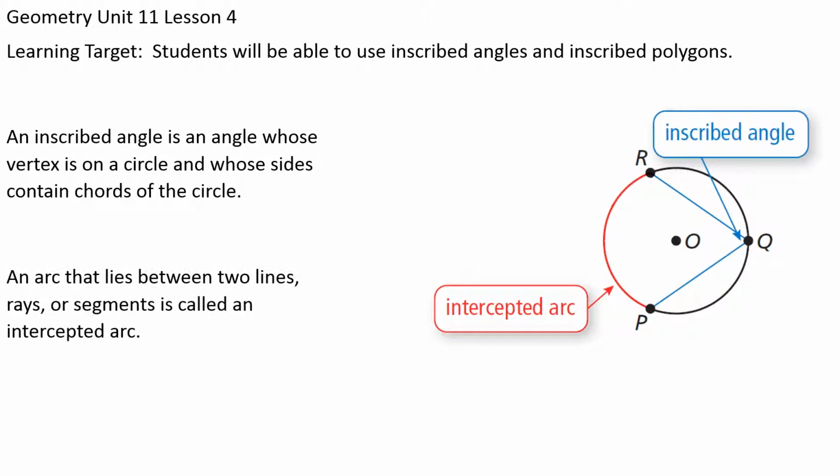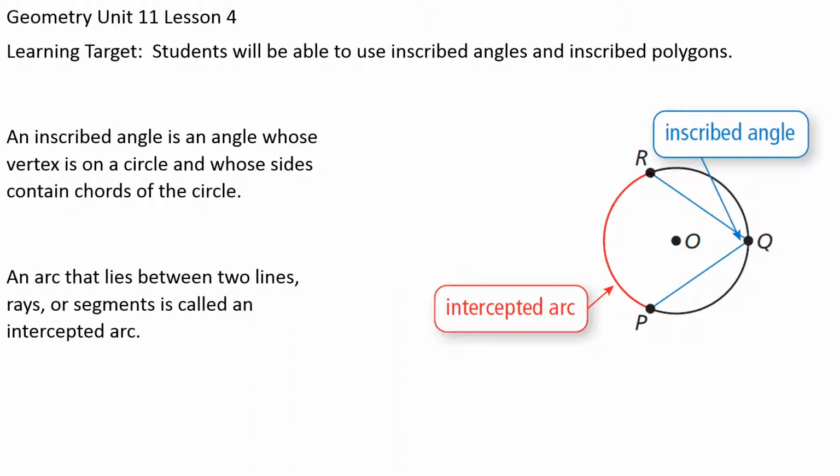And then the arc that lies between those two lines, or rays, or segments, is called an intercepted arc. Because remember, when we define that angle, we would also define it as the endpoints of rays have a common point. Right? So we have a ray that starts at Q and then goes through R forever, and a ray that starts at Q and then goes through P forever. Or we could actually extend those as lines forever in both directions.